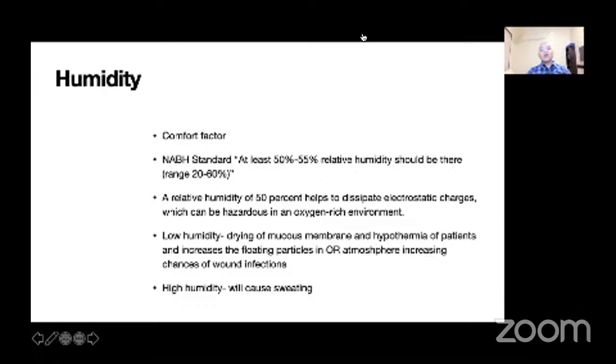Low humidity will cause drying of mucous membranes, can cause hypothermia of the patient, and it increases the floating particles in the operation room atmosphere, which increases chances of wound infection. So low humidity is hazardous and should be avoided. High humidity will cause sweating, and in fact, your surgeon will ask you to open the operation room door to the other area, which increases chances of infection.